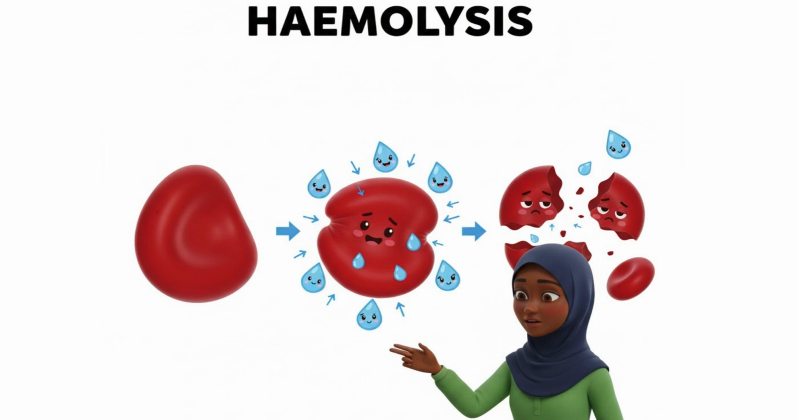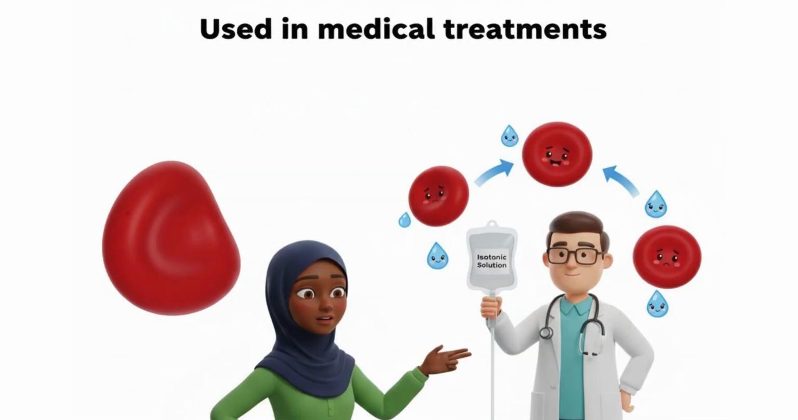Hemolysis occurs in animal cells, specifically red blood cells. When a red blood cell is placed in pure water, water enters the cell very quickly. Because animal cells do not have a cell wall, the cell swells and then it eventually bursts. This concept is very important in medicine. It explains why doctors use special solutions during blood transfusions and IV treatments to prevent red blood cells from bursting.